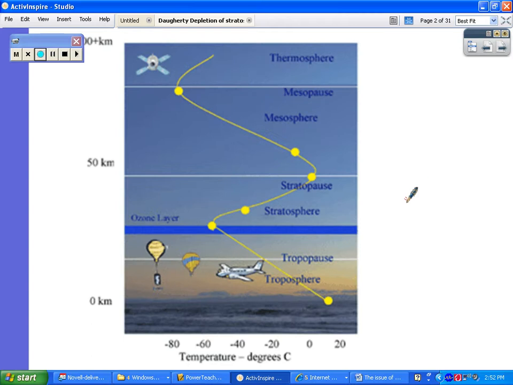So just to review real quick, here are your different layers of the atmosphere. We've already talked about this, but the layer that's closest to us, where we live, where the weather is, is your troposphere. Then once you start transitioning into the second layer, the stratosphere, we call that the stratopause. And then you have your stratosphere. The ozone layer is in the stratosphere. The third layer is the mesosphere, and the top layer is the thermosphere.